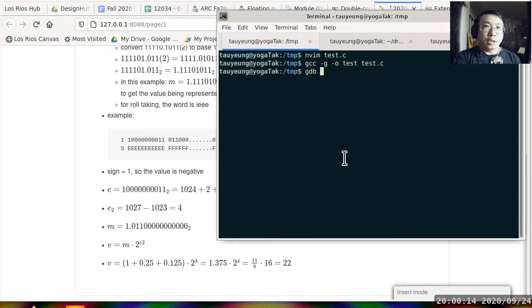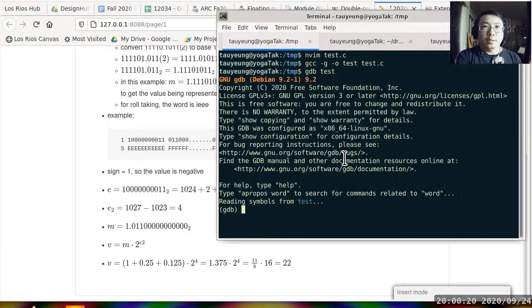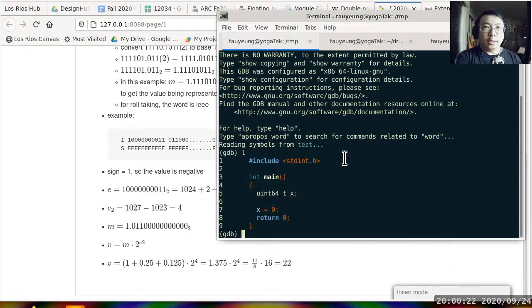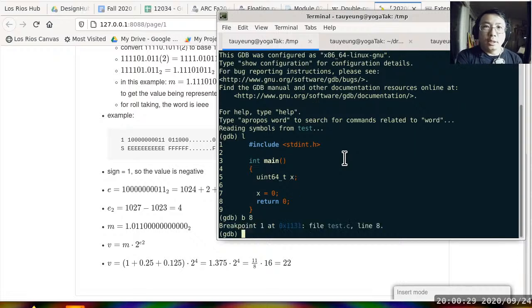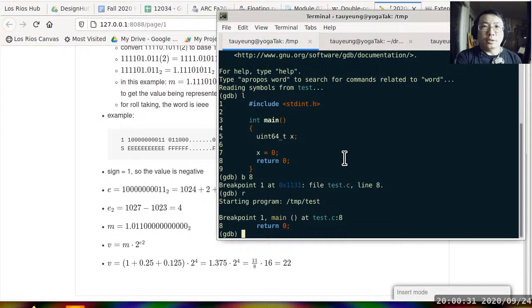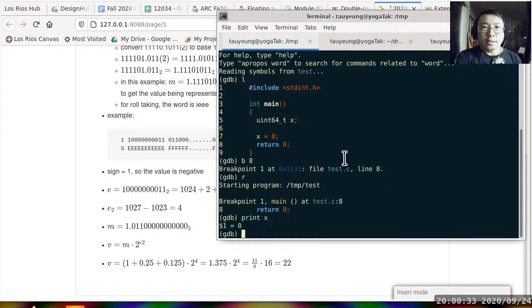So now we use GDB, which is the GNU debugger, to debug the test program. Cool. And we list the program using l, and then we put a breakpoint on line 8, sure. There we go. And then we run the program. We print x, and x has a value of 0. We go like, okay, that's good, very good.